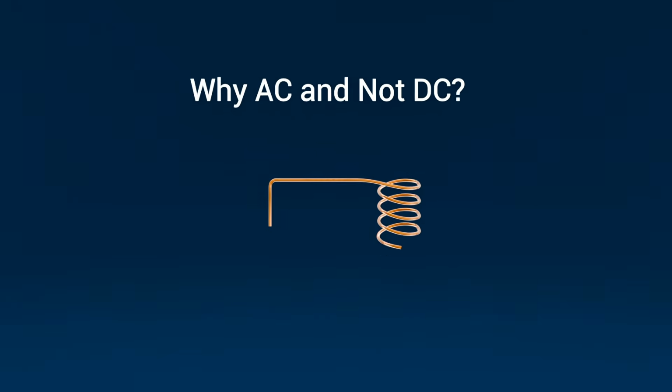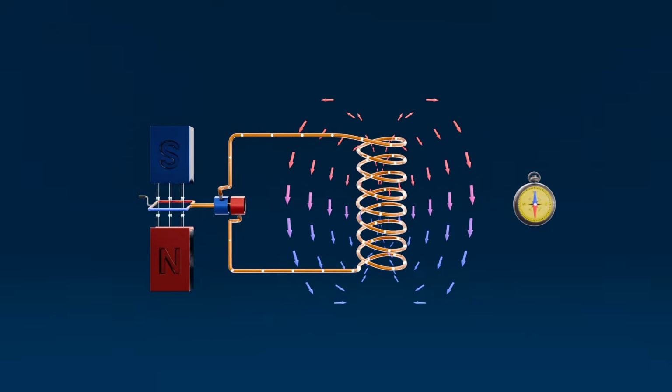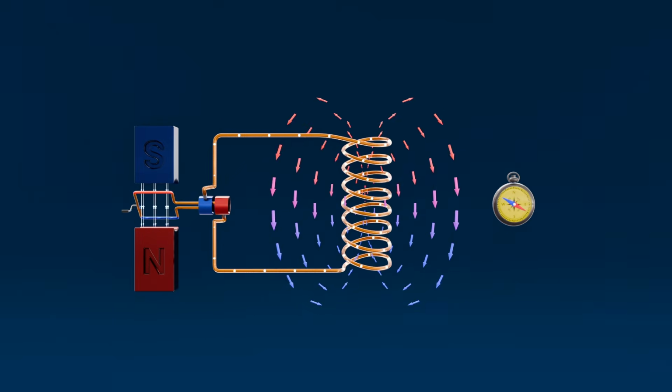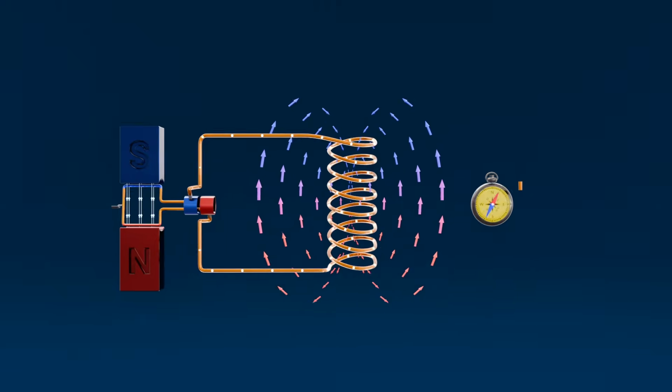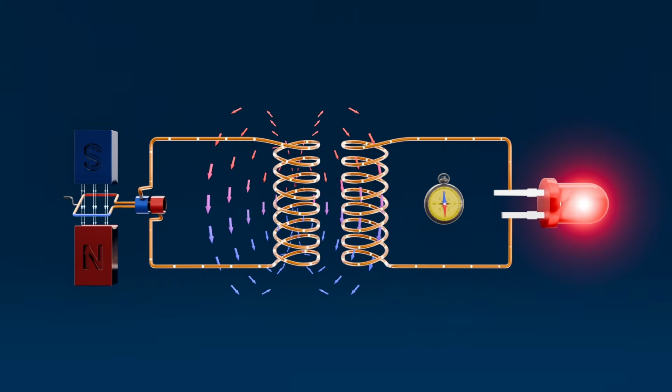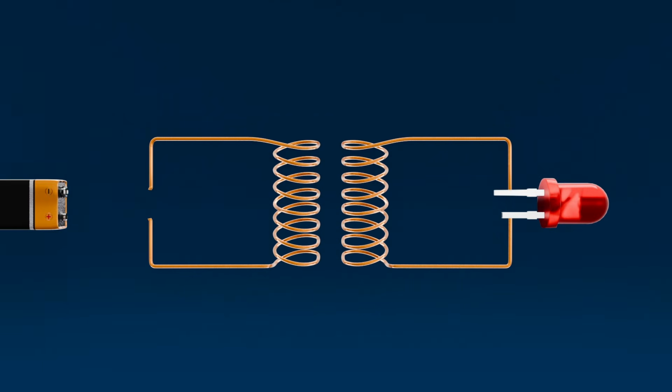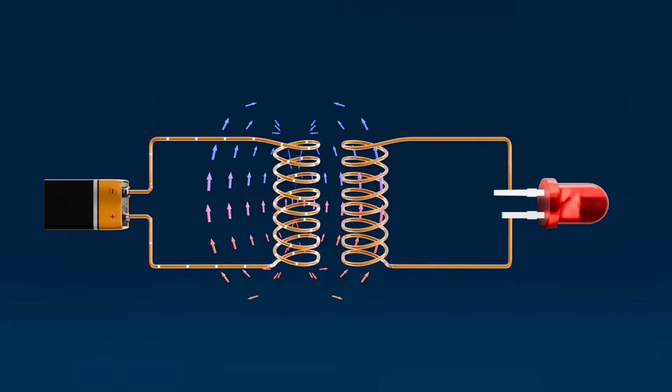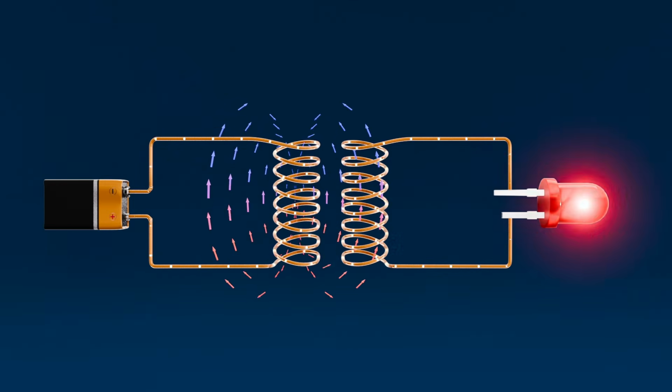Why AC and not DC? Transformers only work with alternating current because they rely on a constantly changing magnetic flux to induce voltage in the secondary coil. With direct current, the flux would remain steady and no voltage would be induced once the circuit settled.